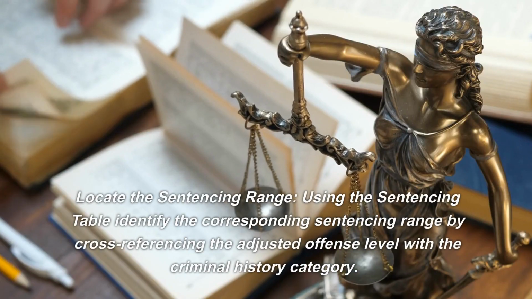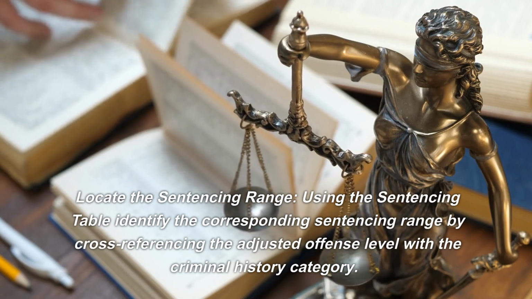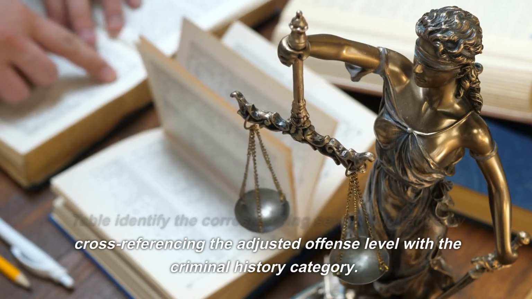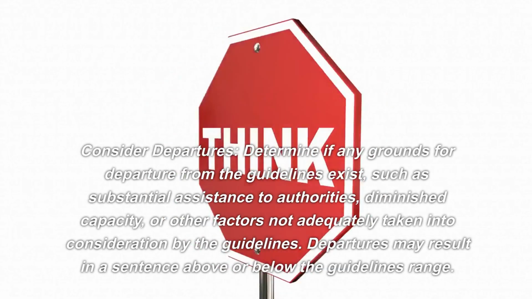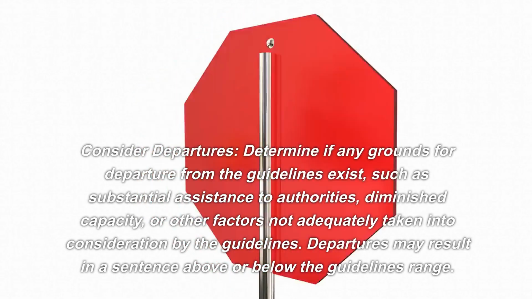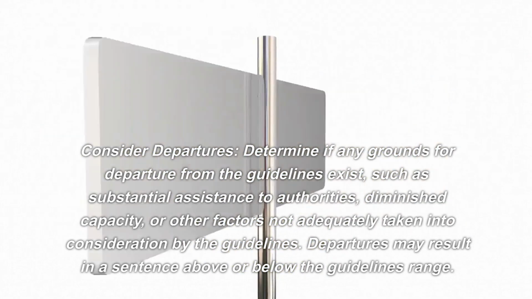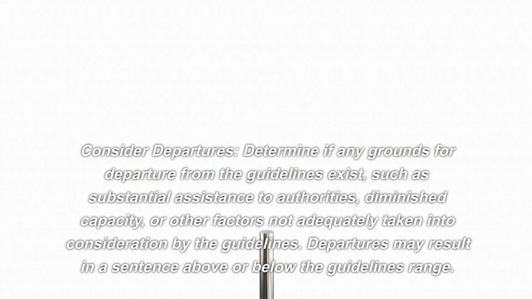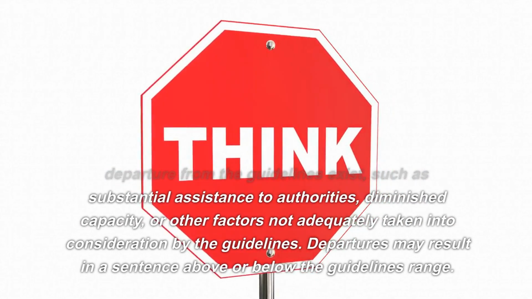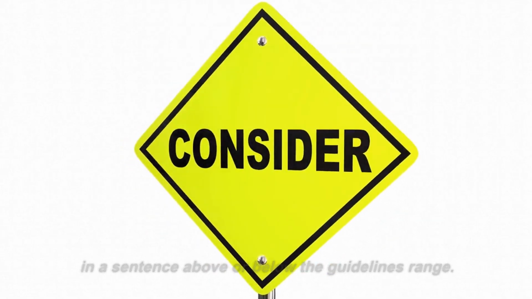Locate the sentencing range. Using the sentencing table, identify the corresponding sentencing range by cross-referencing the adjusted offense level with the criminal history category. Consider departures. Determine if any grounds for departure from the guidelines exist, such as substantial assistance to authorities, diminished capacity, or other factors not adequately taken into consideration by the guidelines. Departures may result in a sentence above or below the guidelines range.